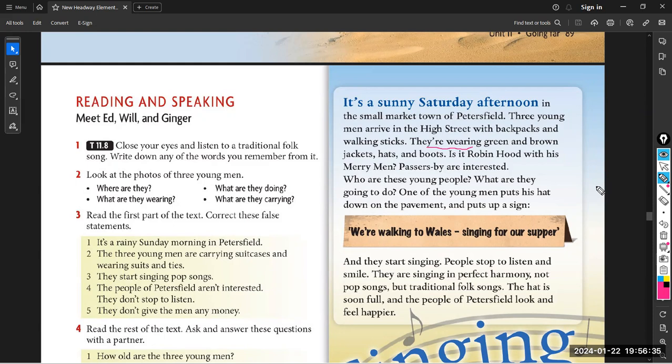One of the young men puts his hat down on the pavement and puts up a sign. We're walking towards singing for our supper. And they start singing. People stop to listen and smile. They are singing in perfect harmony, not pop songs, but traditional folk songs. The hat is soon full, and the people of Petersfield look and feel happier.